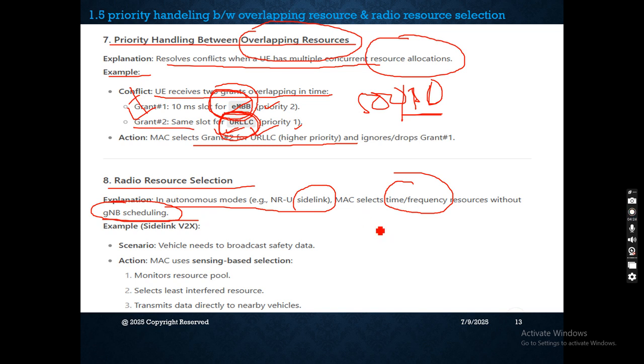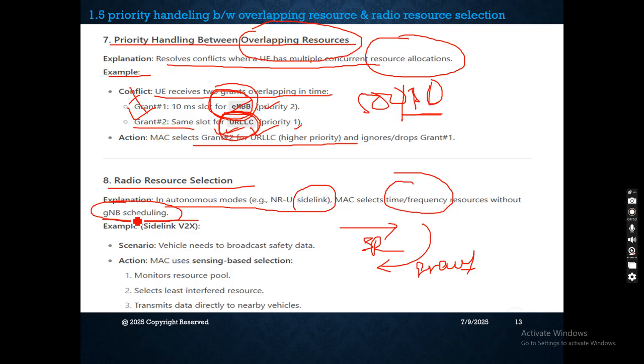Usually, what is our understanding? If the UE has some data to transmit, the UE requests a scheduling request, then the scheduler allocates the grant. The allocation of the grant by the gNodeB is mandatory. Without resources, you cannot transmit the data. But here we are discussing the time and frequency domain resource without gNodeB scheduling.